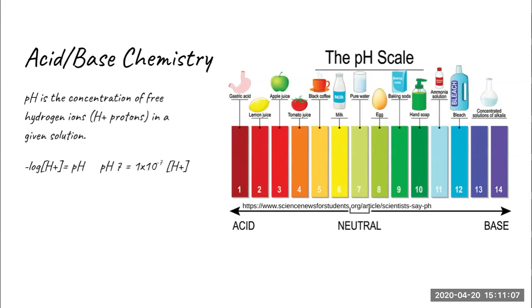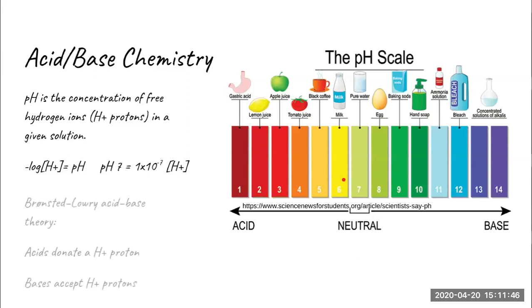So what is pH? Simply put, it's the concentration of free hydrogen, or these H plus protons, so they're hydrogens without an electron, and it's the concentration of those within a given solution. So mathematically, we can express this as the negative log of the concentration of hydrogen equals the pH. And so if I were to tell you that the pH of something is 7, I can then measure using algebra what the concentration of free hydrogens is. In this case, 1 times 10 to the negative 7th. And so this is just a useful tool for gauging how acidic or how basic something is.